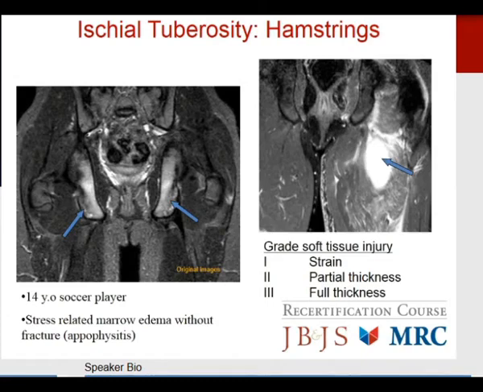With regard to muscle injury, we use a 3-point grading system. A grade 1 is just a strain where we see feathery intramuscular edema, but there's no loss of the normal integrity of the muscle, and no disruption of the muscle. A grade 2 is a partial thickness tear where there's partial disruption of the muscle or the musculotendinous junction, oftentimes with a hematoma. And then a full thickness tear is where we have complete discontinuity, disruption and retraction of the muscle and or tendon, often associated with a large intramuscular hematoma.